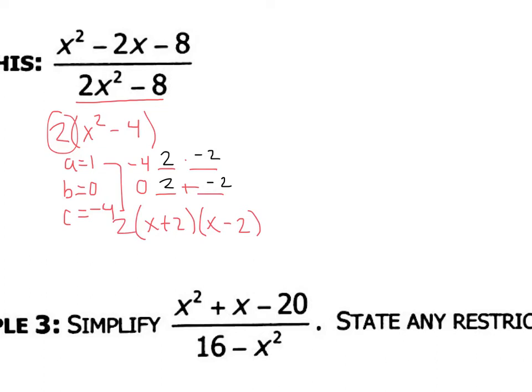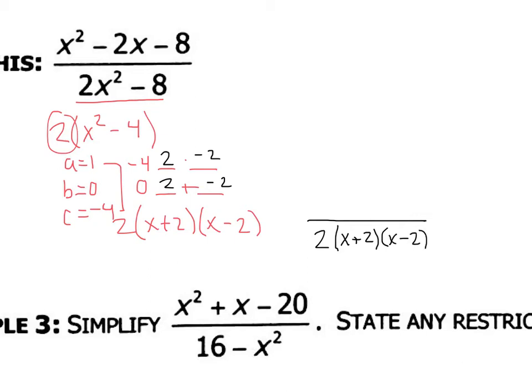So if we want to write our final answer over here, I now on the bottom have 2, x plus 2. Actually, you know what? Let's do the final answer in black. So here's our final answer. 2, at least for the bottom, x plus 2, and then x minus 2.